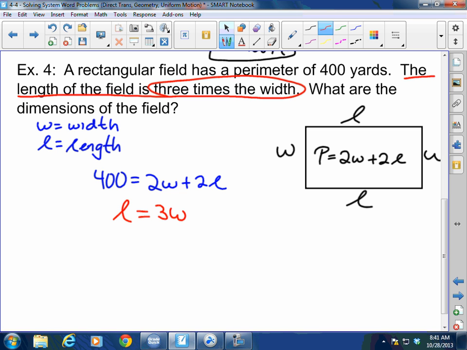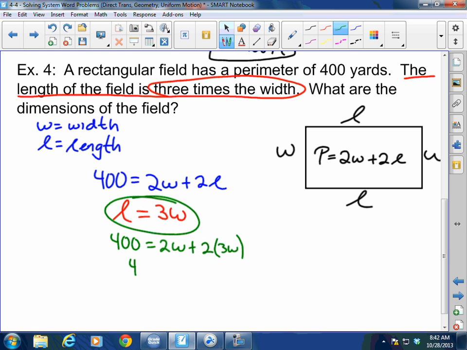Now, solving. I know that at this point solving's Mickey Mouse for you guys, so let's just get to it. I'm going to use substitution, of course, because they told me what the length was. So I got 400 equals 2W plus 2 times 3W. So 400 equals 2W plus 6W is 8W. Divide by 8 to both sides. And that's exactly right. Thank you, sir. 50. And we're talking about yards. So my width is 50 yards.